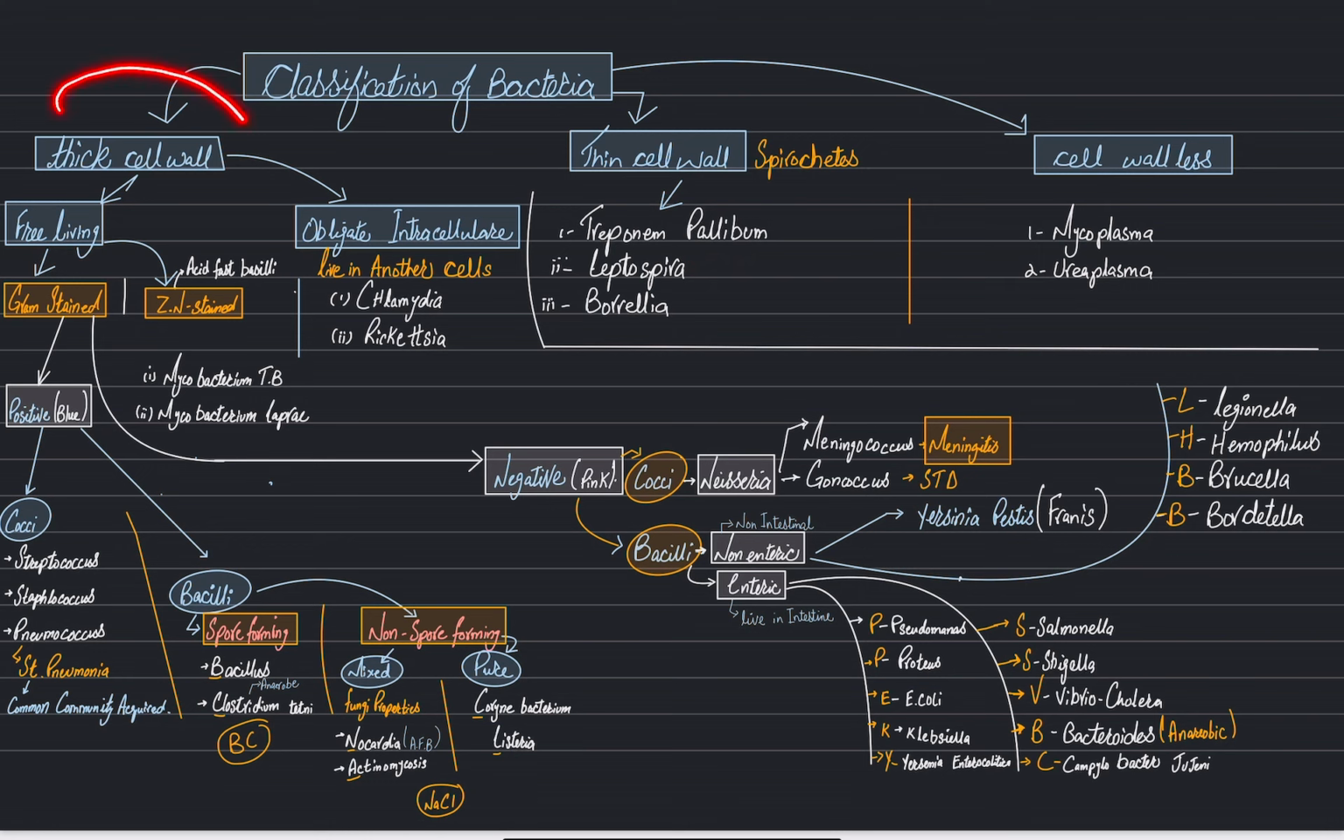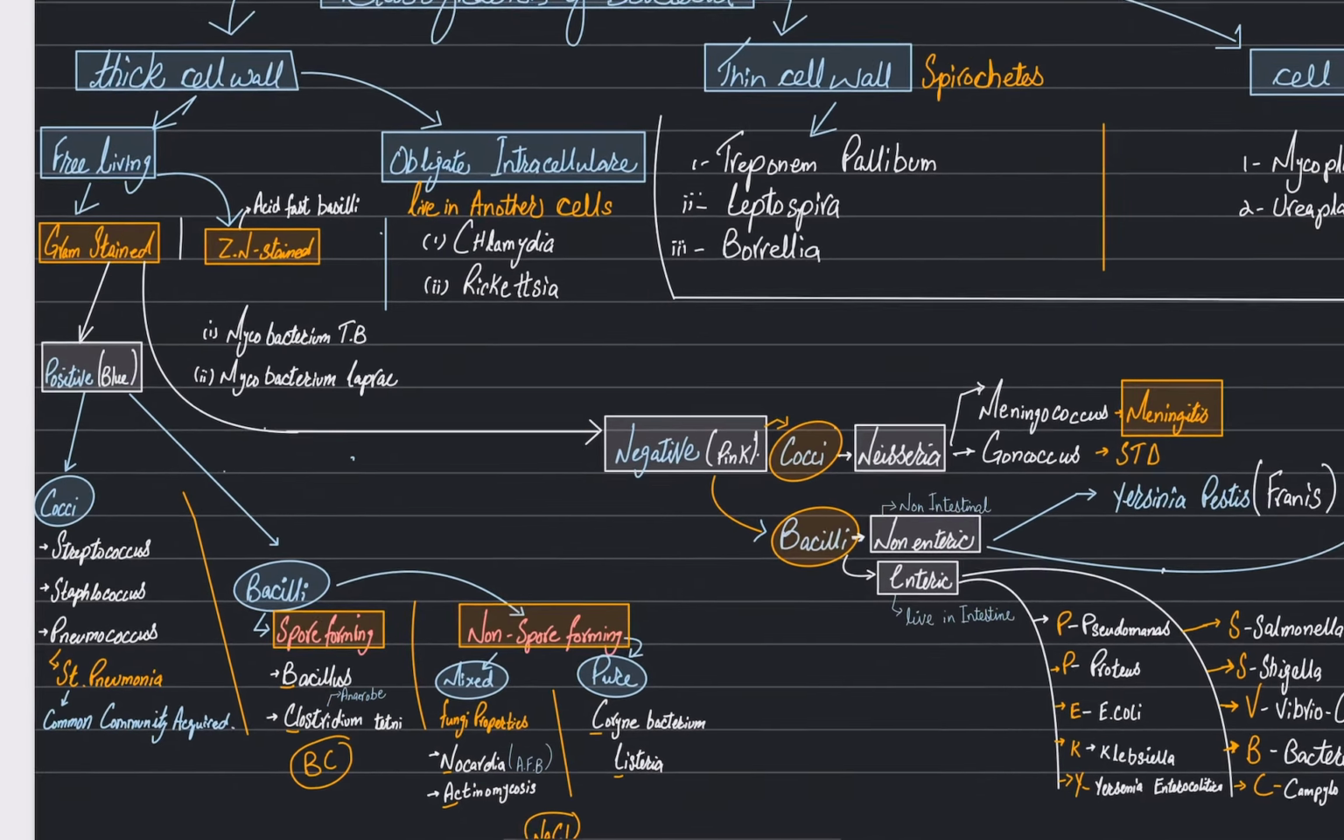And now we can see the big classification of thick wall. Thick wall we also divide into free living and obligatory intracellular. They need a host to survive, that's why we call it obligatory. And obligatory has two: chlamydia and rickettsia. Free living, let's talk about the free living.